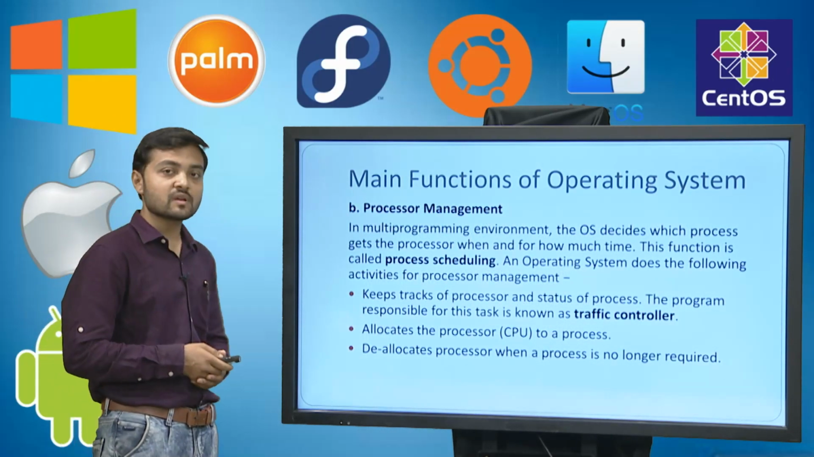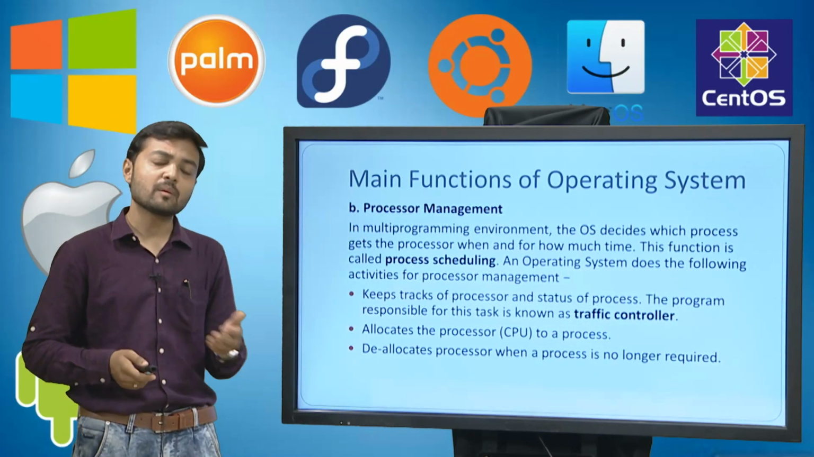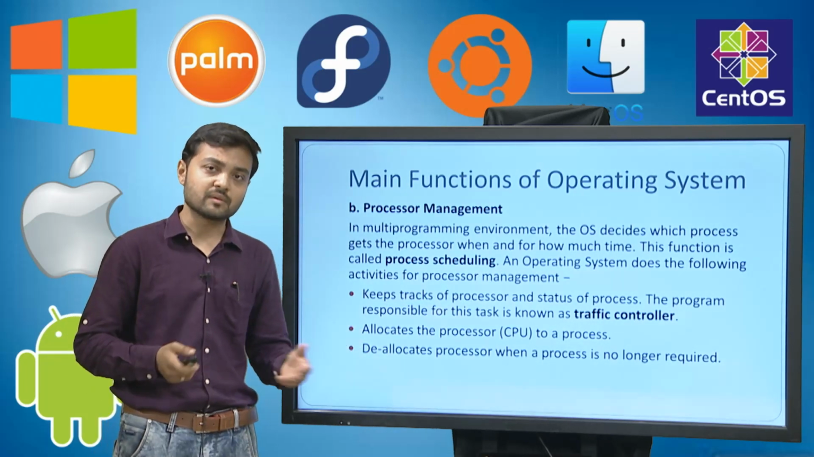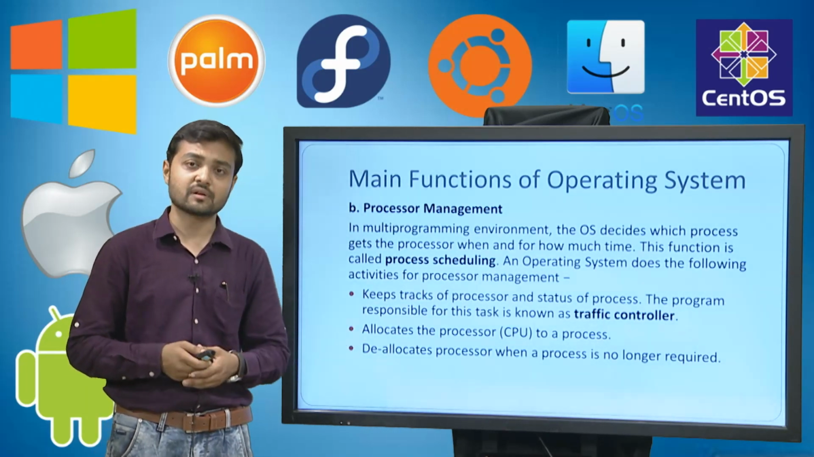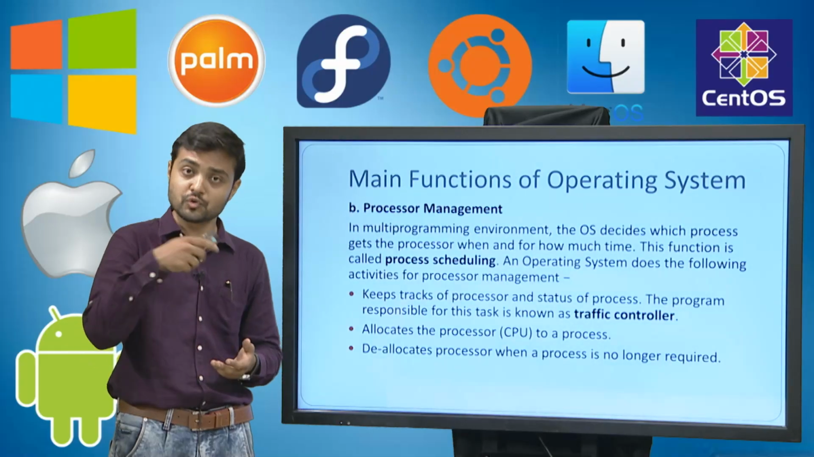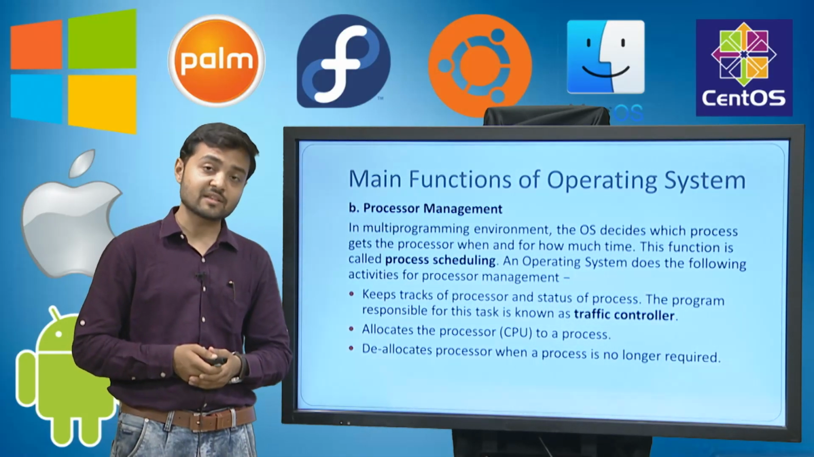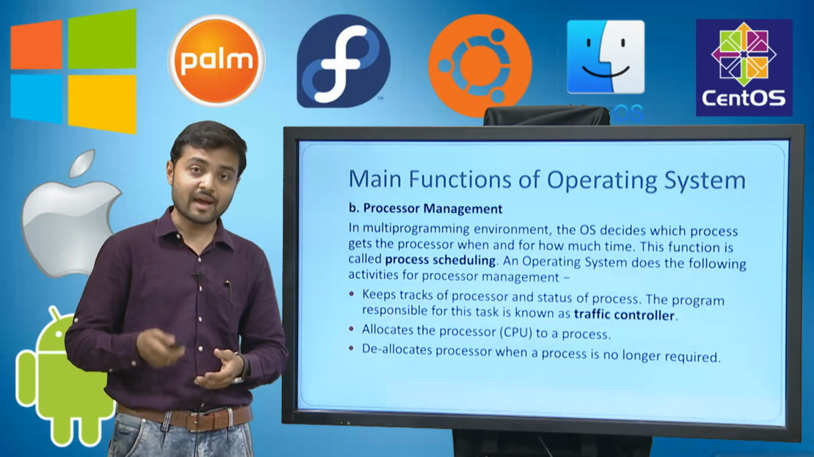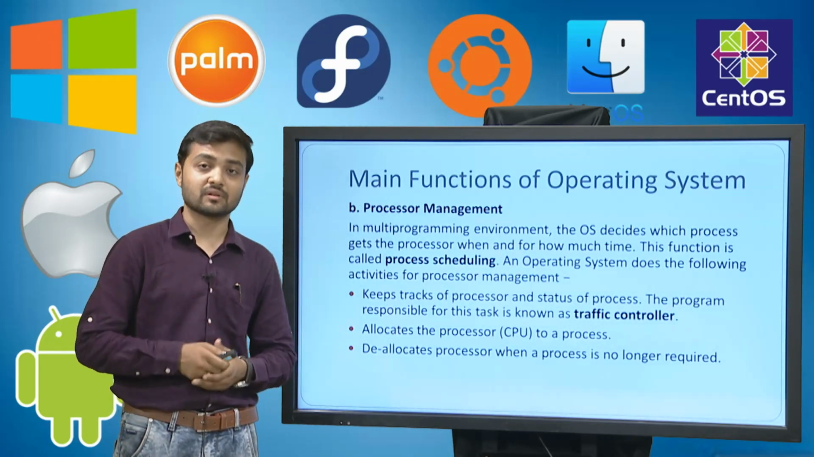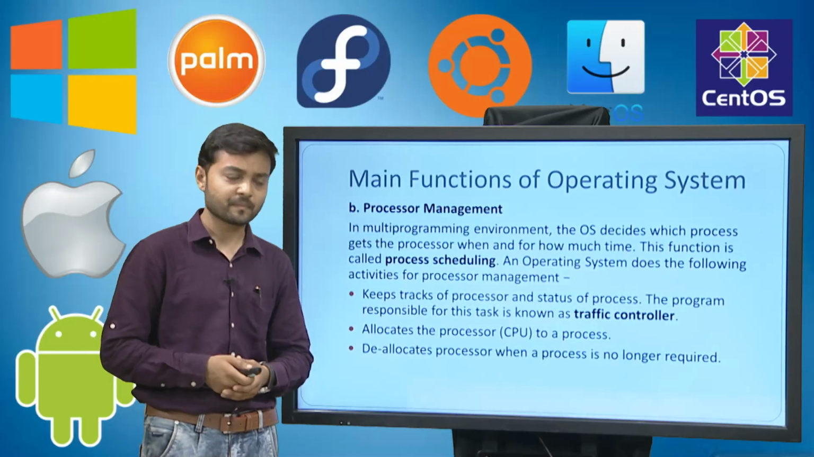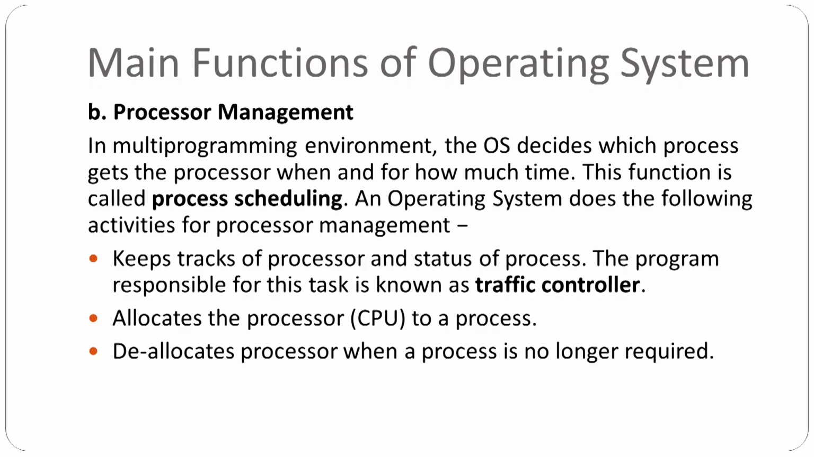Next is processor management. If we talk about a single processor system, it means there is a single processor and multiple processes want to use this processor. In this case, it is the task of the operating system to decide which process will get the processor. The processor is nothing but the CPU. So in a multiprogramming environment, the OS decides which process gets the processor, when, and for how much time. This function is called process scheduling.